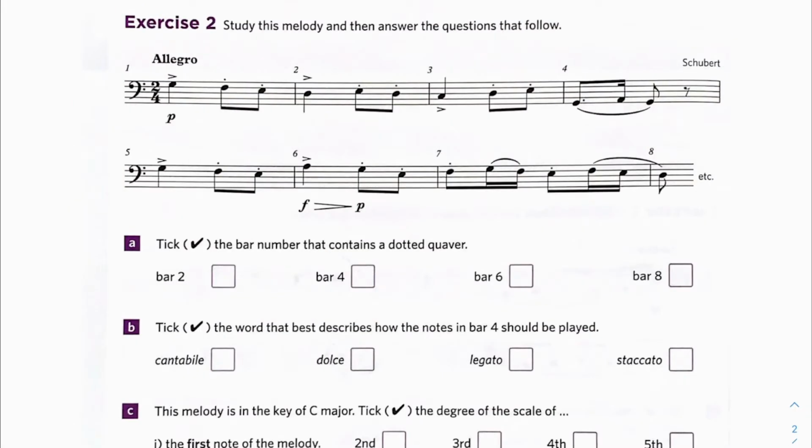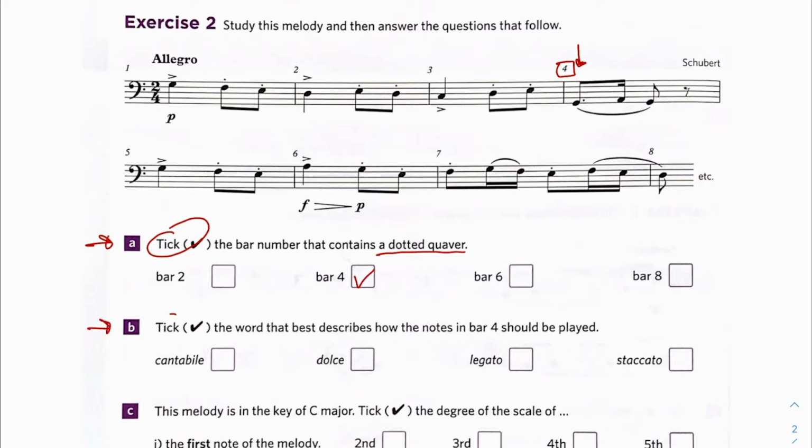Exercise 2. Study this melody and then answer the questions that follow. Let's study another melody together. Question A. Tick the bar number that contains a dotted quaver. So if you look through the music, you will find that there is only one dotted note and it's a dotted quaver, which is here, and it can be found in bar number 4.